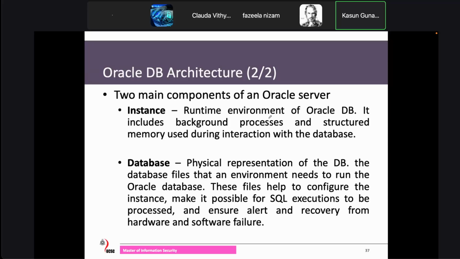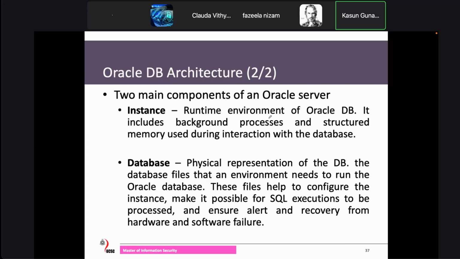So then what is database? Database is the physical representation of the data, right? It's files that an environment needs to run the Oracle database. So these files help to configure the instance, make it possible for SQL execution to be processed, and ensure alert and recovery from hardware and software failure.